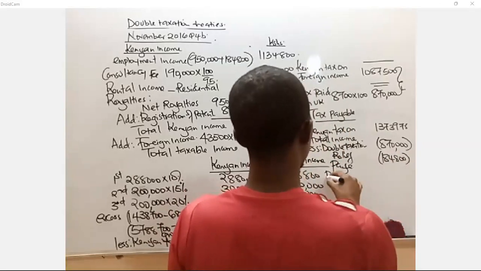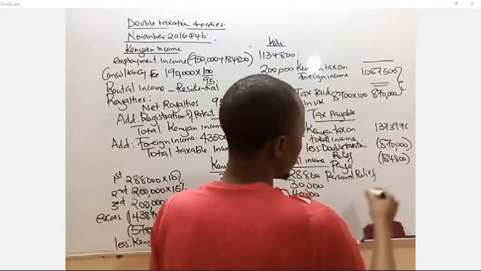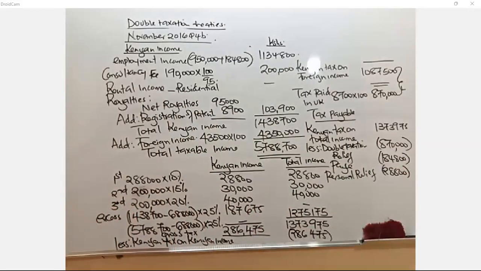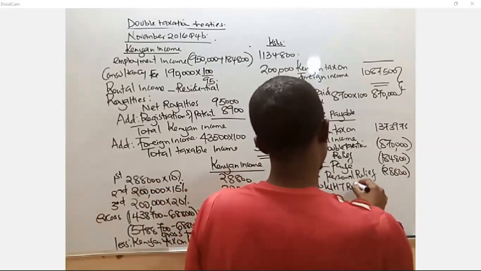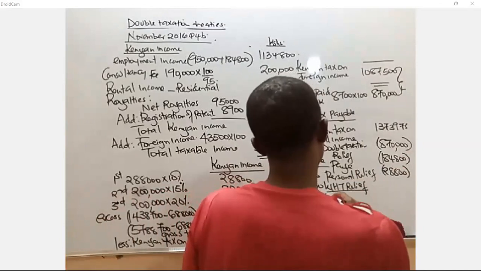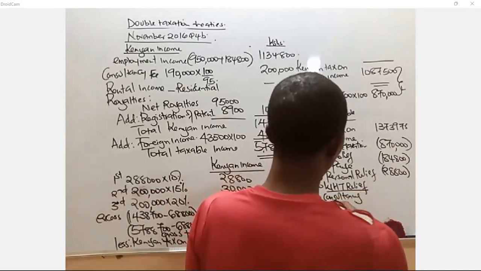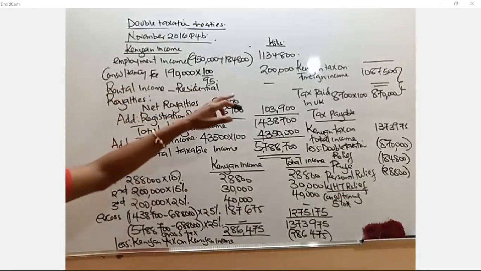There is a personal relief. The personal relief, I remember it is 28,800 currently. Do you have anything else to deduct there? There is a withholding tax relief. One for consultancy, and the consultancy will be 5% of the gross amounts, the 5% of 200,000.